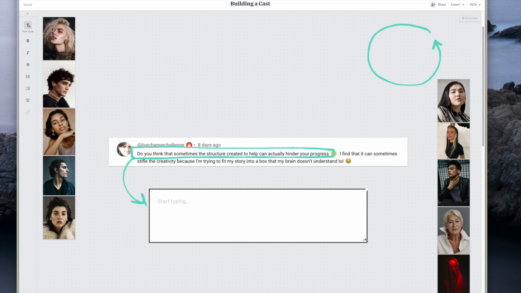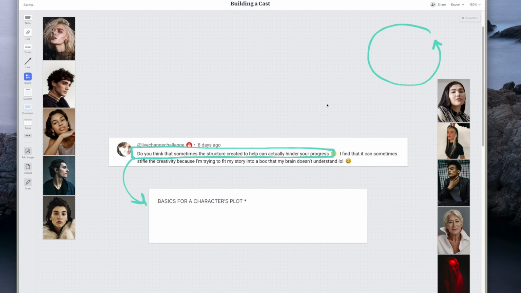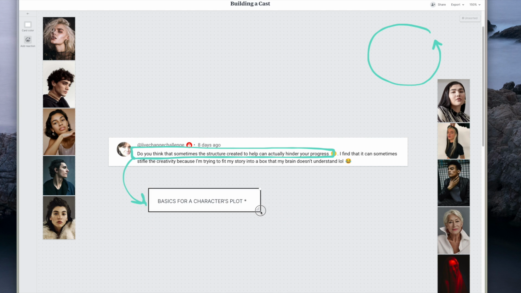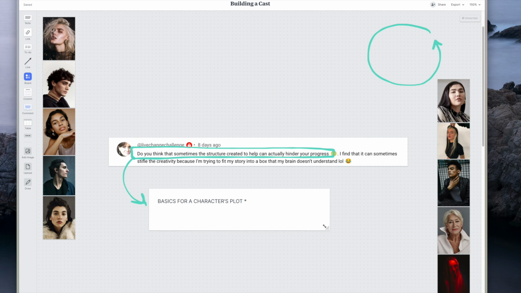When I'm coming up with my characters in the beginning of a book, I'm coming up with what I believe to be the basics for a character's plot. It's the same thing that I did with my outline. I actually did a full outline and a chapter by chapter outline for this story. But there's still so much that I don't know about my story that I'm going to be uncovering while writing. That's the same with these characters. I'm only using this structure to understand the basics that's needed to move the story forward.